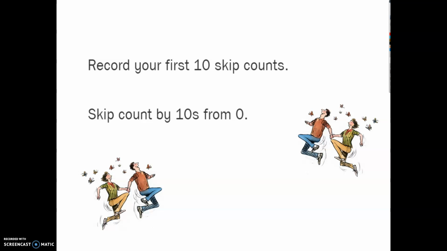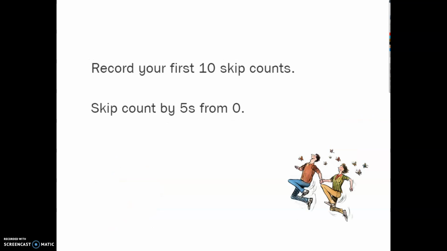So on your whiteboard, you should have written down those numbers. You can go ahead and erase. And we're going to do it again. We're going to skip count by 5s, starting at 0. And as we are saying the numbers, go ahead and write those down on your whiteboard. And we're going to write down the first 10 skip counts. Are you ready? 5, 10, 15, 20, 25, 30, 35, 40, 45, 50.